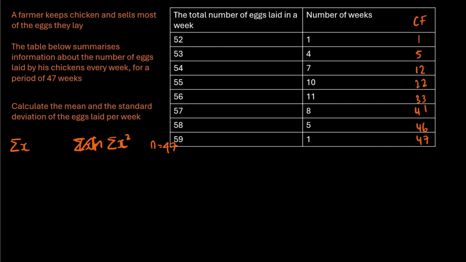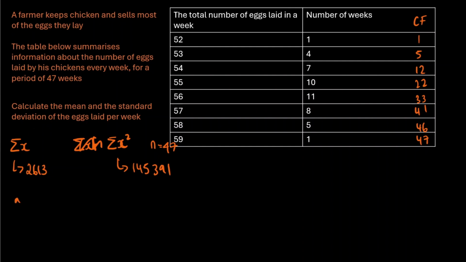So the sum of xf means 52 multiplied by 1, plus 53 multiplied by 4, plus 54 multiplied by 7, 55 multiplied by 10, and so on and so forth. And calculating this would give the sum of xf as 2,613. The sum of x squared f means 52 squared multiplied by 1, 53 squared multiplied by 4, and then you add those values together, which gives you 145,391. You have to be really careful when you're working with large numbers.